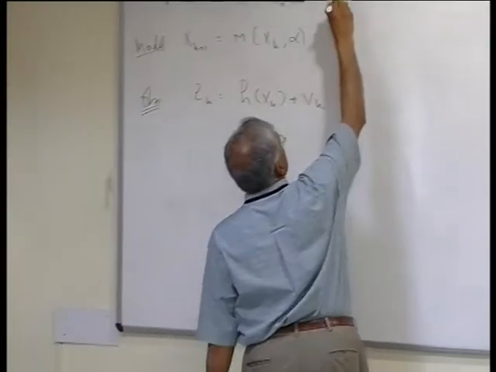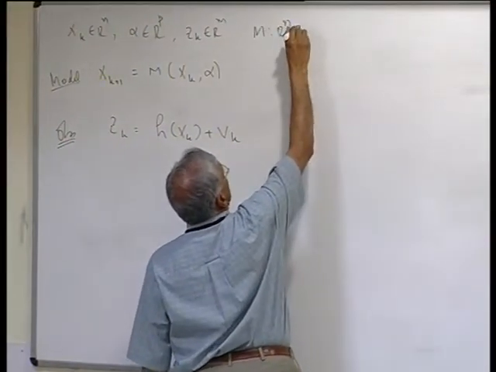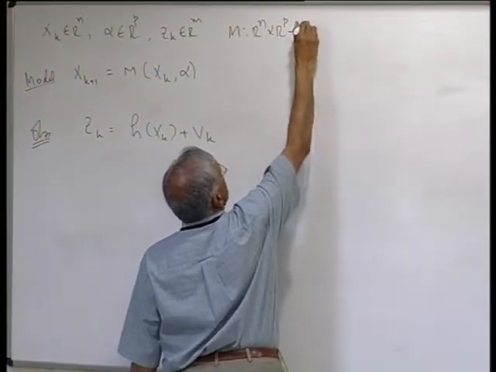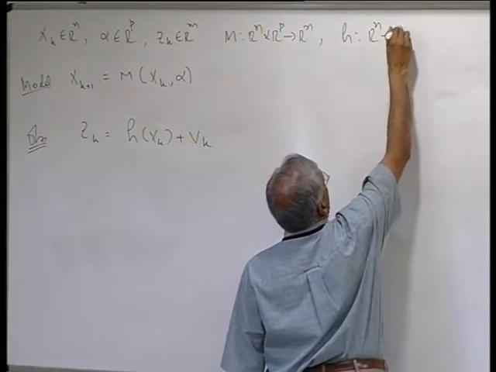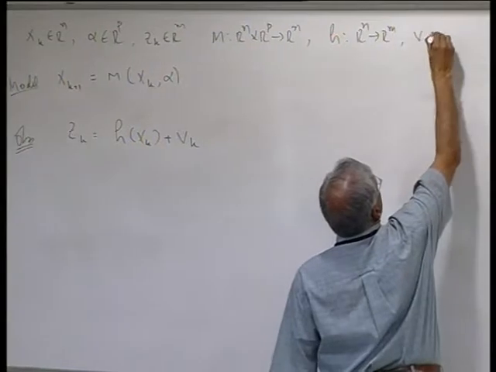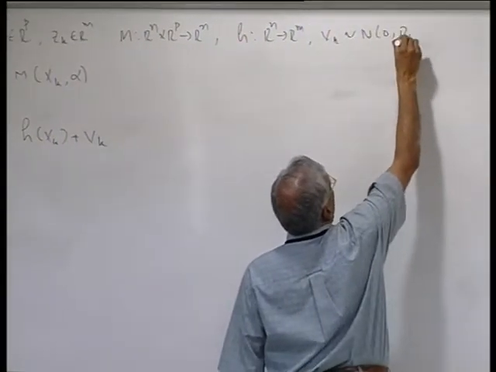And M is a function from R^n cross R^p to R^n. H is a function from R^n to R^m. Vk is normal, with covariance Rk.